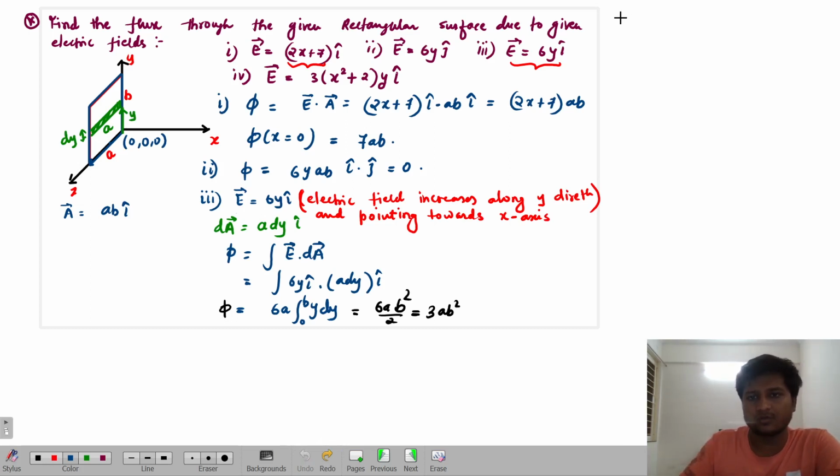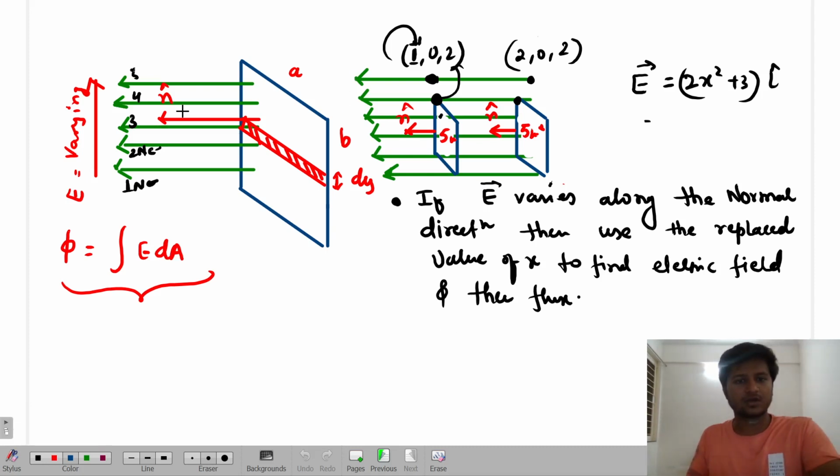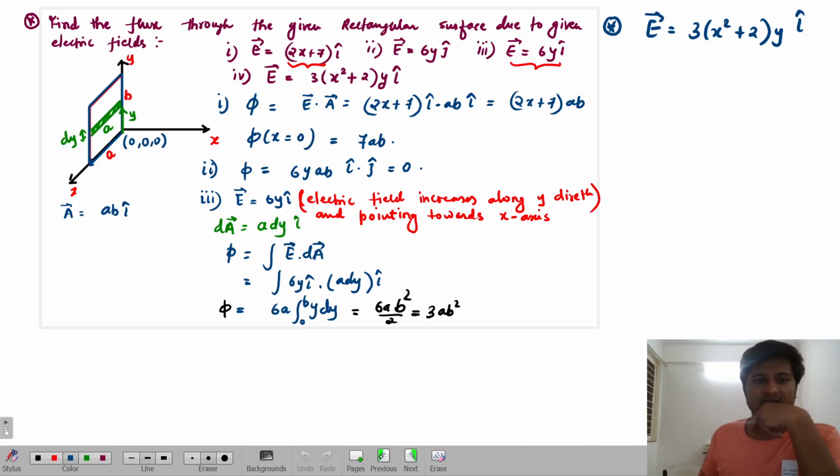Now looking at the fourth question, that the electric field was varying like 3x square plus 2y i cap. Now here there are two variables, means it is saying that electric field is varying horizontally also, vertically also. So first thing, I have to find the electric field at the point of coordinate of area or not. Got it?